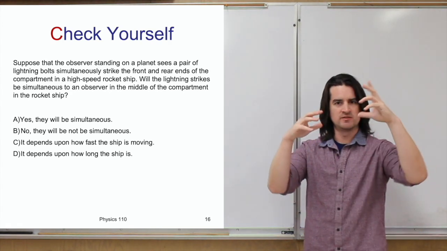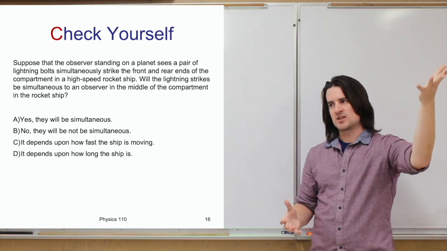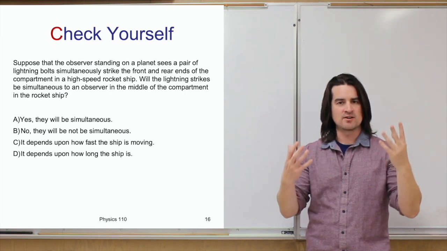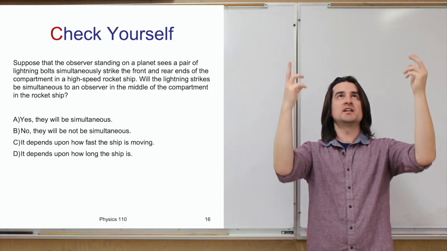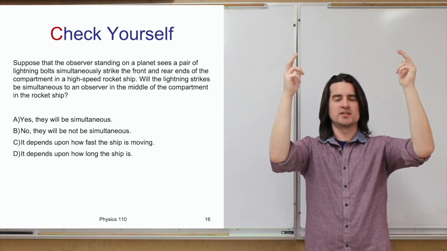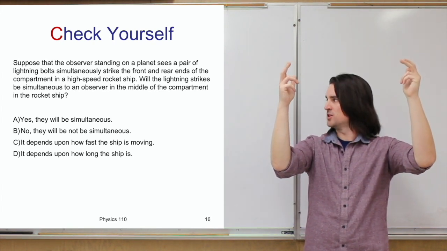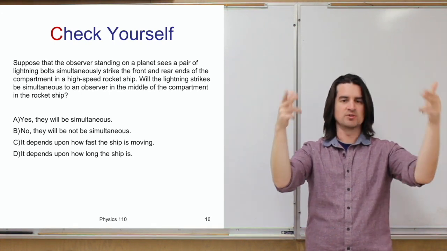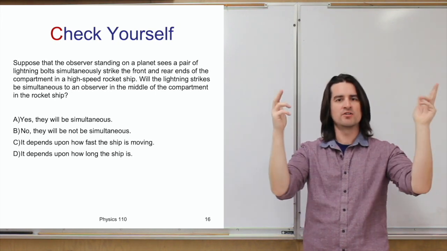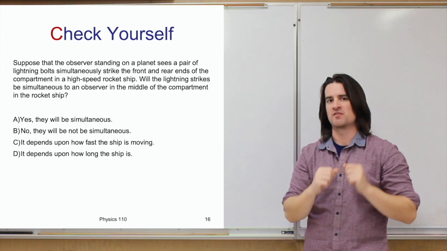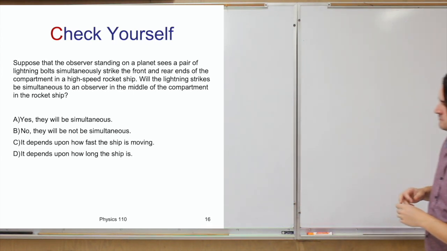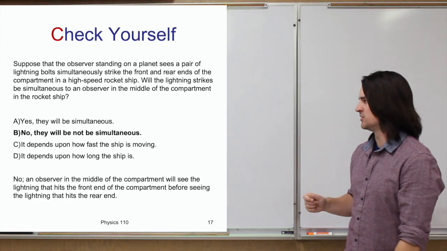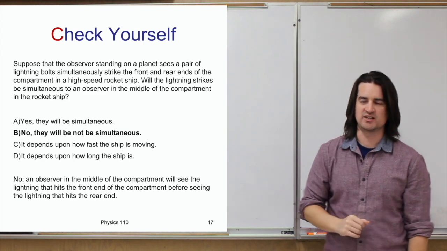So now you're imagining yourself, again, like observer A and observer B, except in this case, it's observer B who we're starting out with. You say, all right, I looked up and I see lightning bolts strike both ends of this spaceship. Then ask yourself, they're simultaneous in that reference frame, but are they simultaneous in a reference frame where you're inside of that spaceship? Hopefully, you said no, they're not simultaneous.